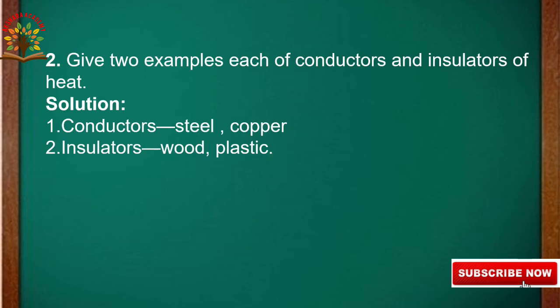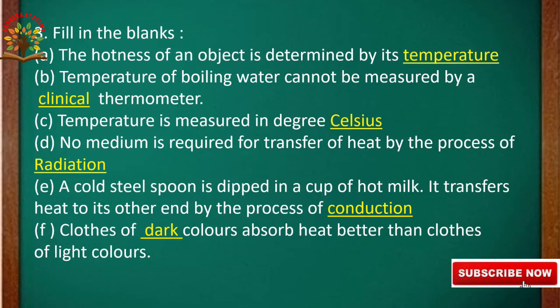Come to the next question. Fill in the blanks. First one, the hotness of an object is determined by its temperature. Temperature of boiling water can be measured by a laboratory thermometer. The temperature is measured in degree Celsius. No medium is required for transfer of heat by the process of radiation.